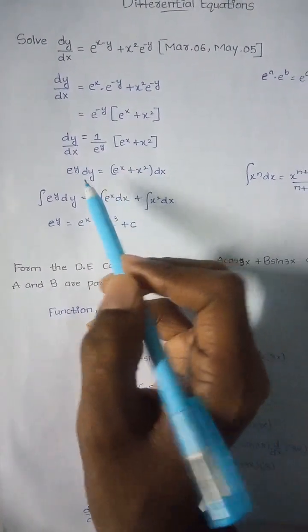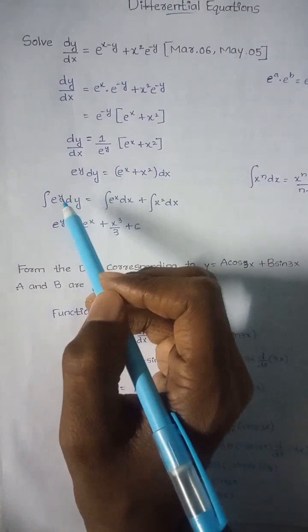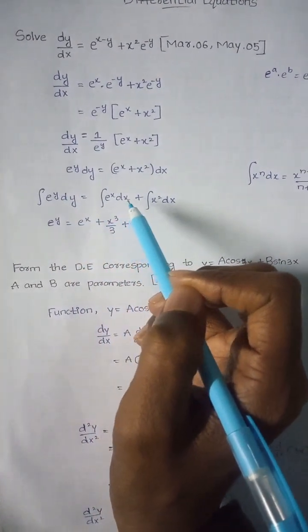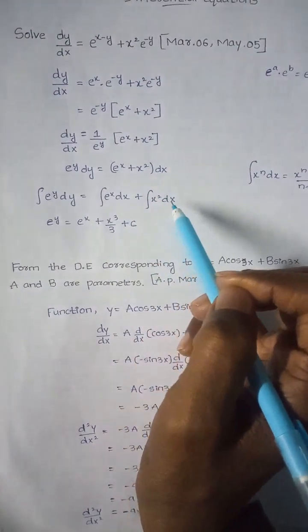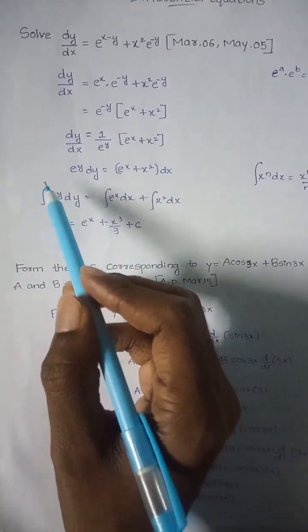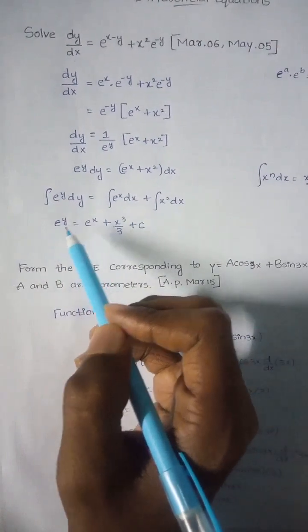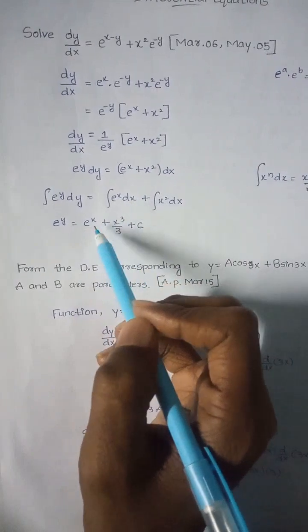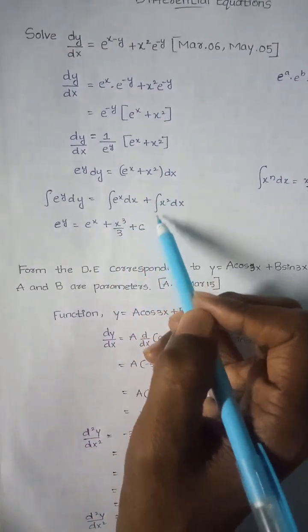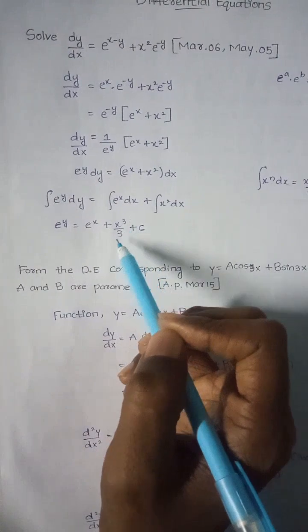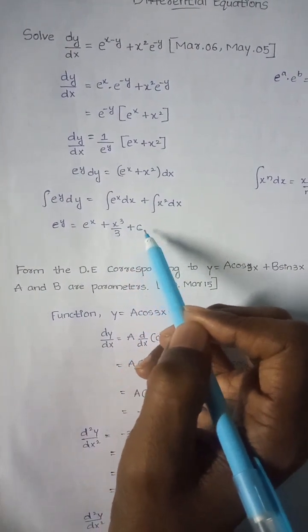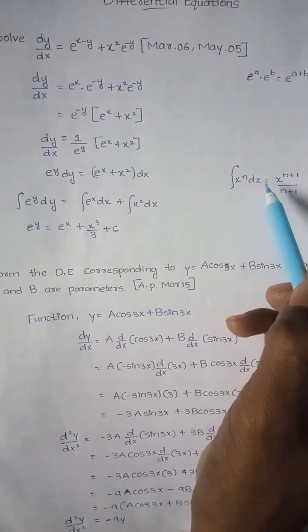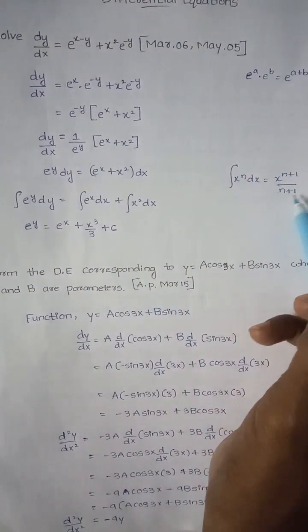Now integrating on both sides, integration of e power y into dy is equal to integration of e power x into dx plus integration of x square into dx. We know that integration of e power y dy is e power y, which is equal to integration of e power x dx, that is e power x, plus integration of x square dx, which is x cube by 3 plus c, where c is the constant. Since we know that integration of x power n dx is equal to x power n plus 1 by n plus 1.